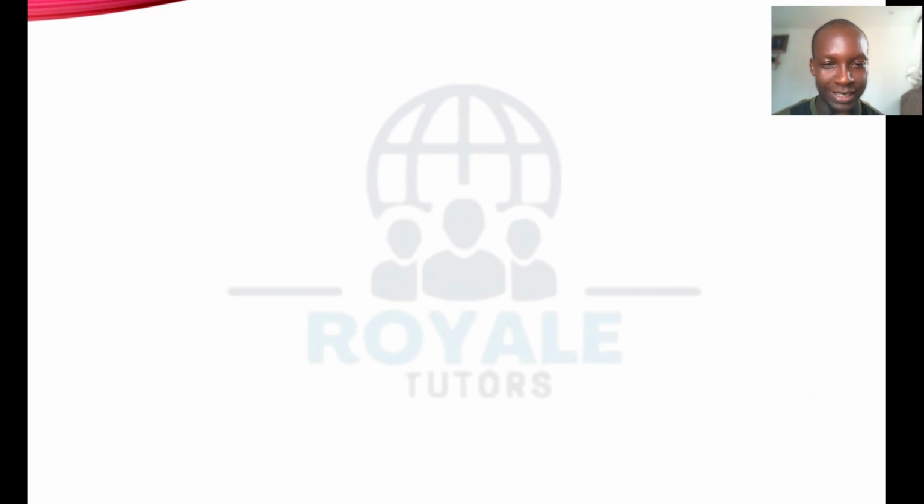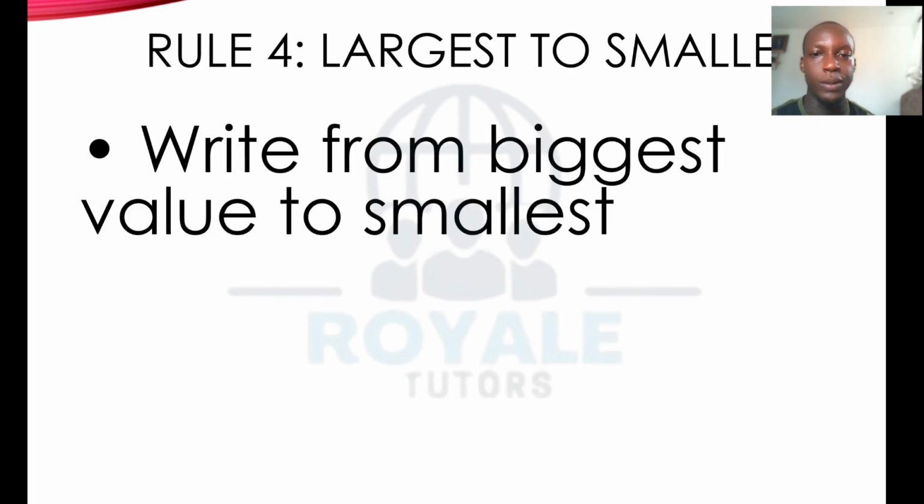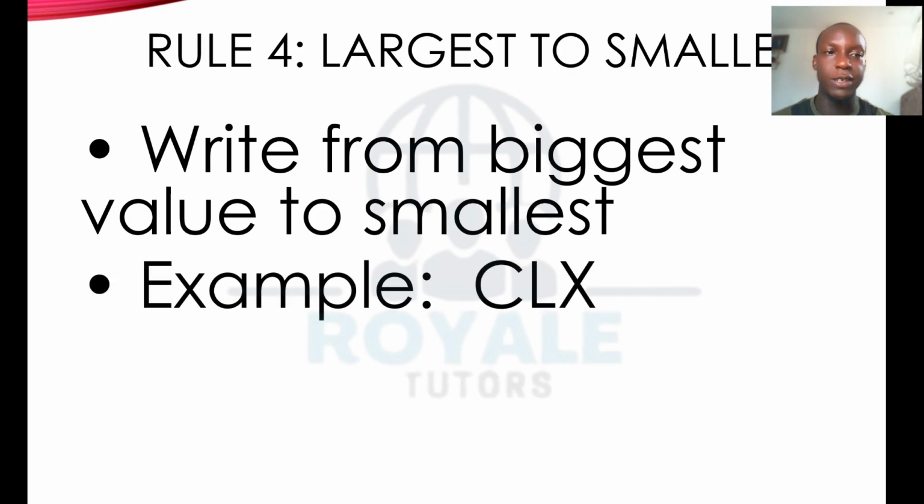Good. So let's move on to the next slide. All right. The last rule, rule number 4, states that when you want to write, we write from the biggest value to the smallest value, except in cases where you have a smaller numeral before a bigger numeral. But when we're talking about biggest value to smallest value, you write thousands, hundreds, tens, and units, just our normal way of writing.